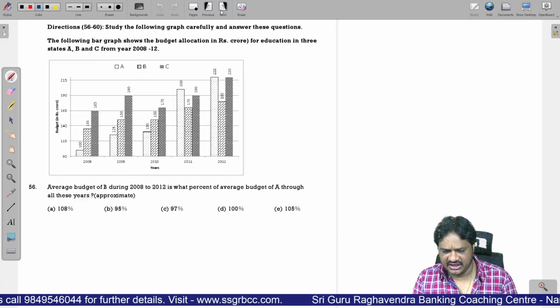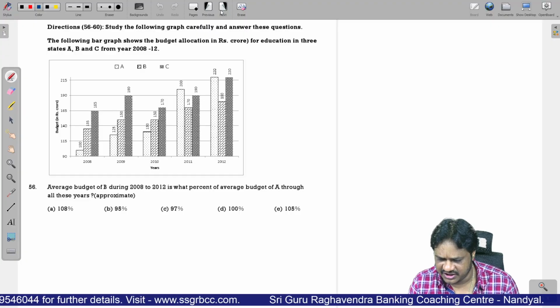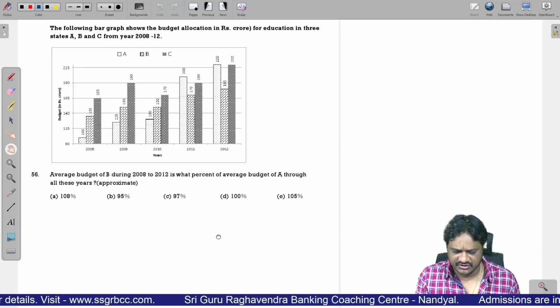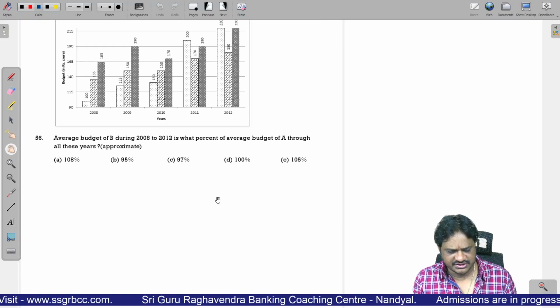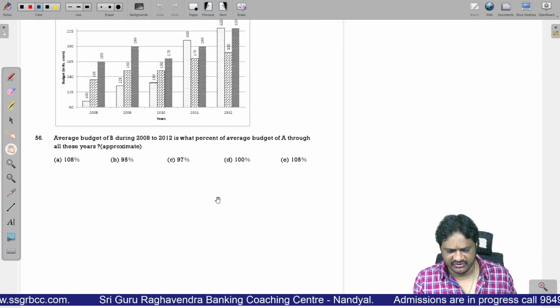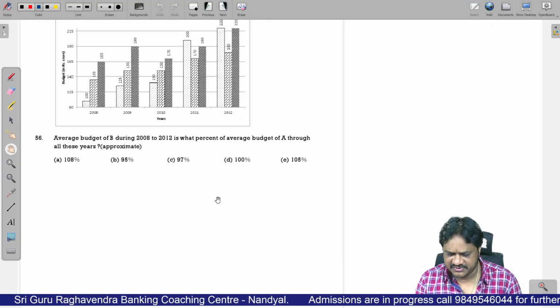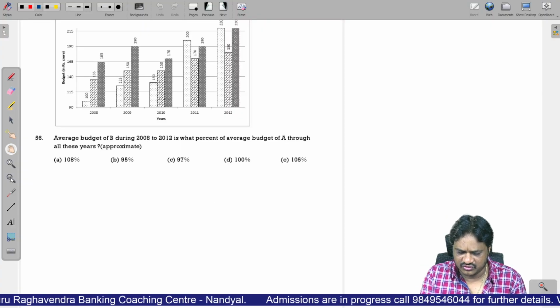This is the budget allocation for education in 3 states, A, B and C, from 2008 to 2012. Based on this, we have to answer the given questions. First one: what is the average budget of B from 2008 to 2012?